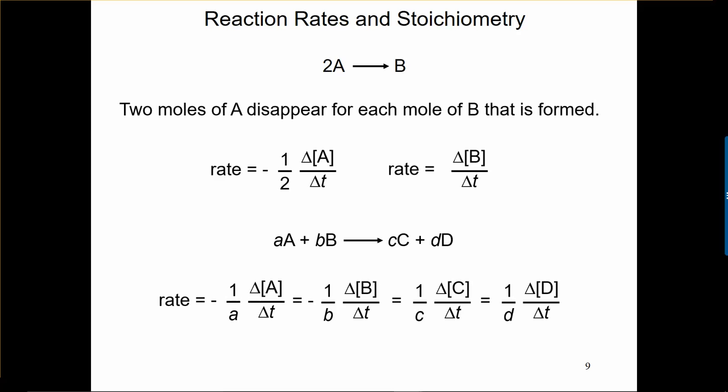These are all their coefficients. For reactants, it needs to be negative because they're disappearing. For products, it needs to be positive. Negative 1 over a times the change in A over time, negative 1 over b times the change in B over time, equals 1 over c, 1 over d, for the rate. And you can simplify this because a lot of times you're not given the change of A over time, you're given the rate. So it becomes negative 1 over a times the rate is equal to negative 1 over b times the rate. That makes it a little easier to work with.